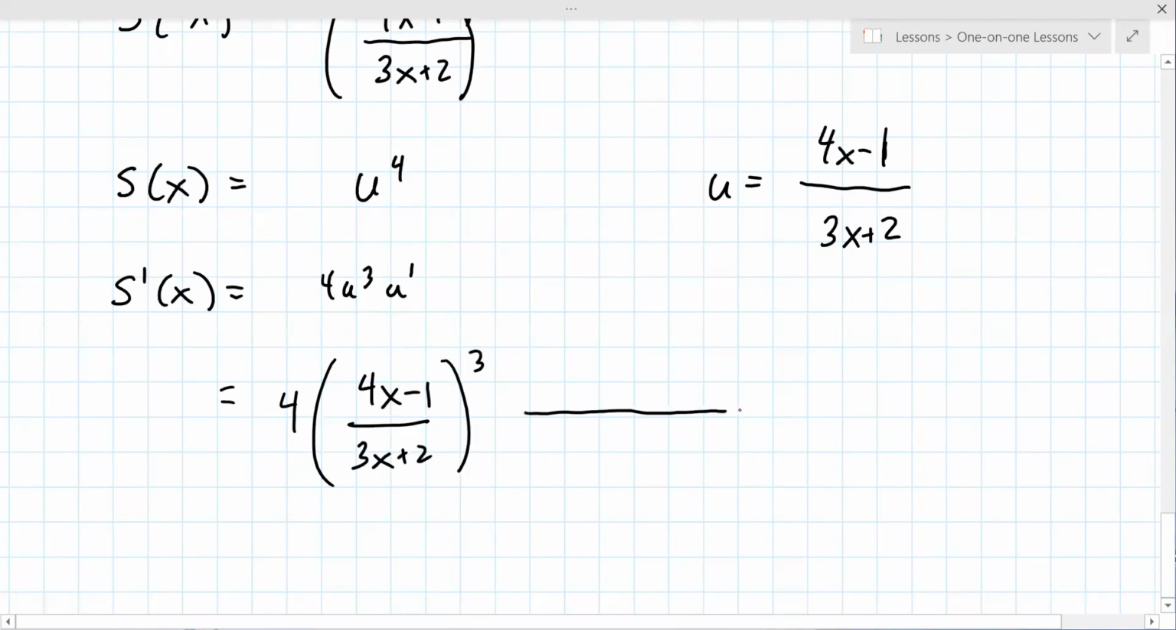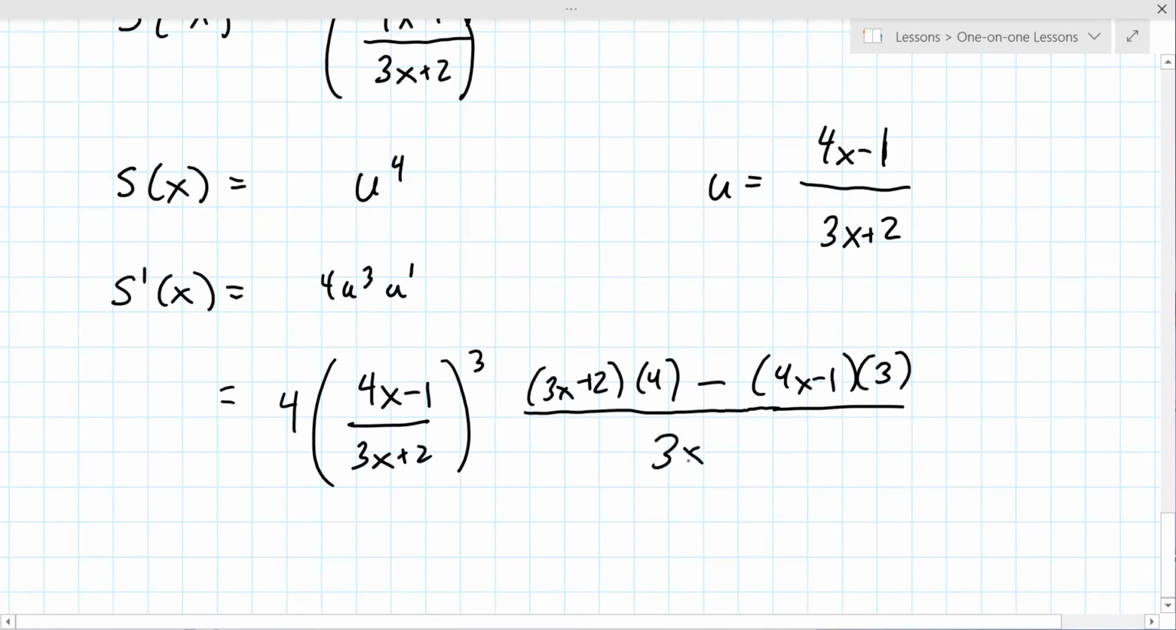Now u prime is the following. It's the bottom, 3x plus 2 times the derivative of the top, which is 4, minus the top, 4x minus 1 times the derivative of the bottom, which is 3, over the bottom squared. Okay. And yeah, WebAssign will take this, you don't have to do any simplifying. In fact, I wouldn't.